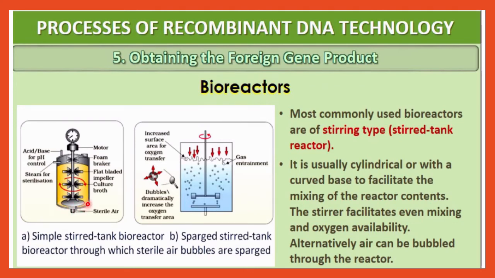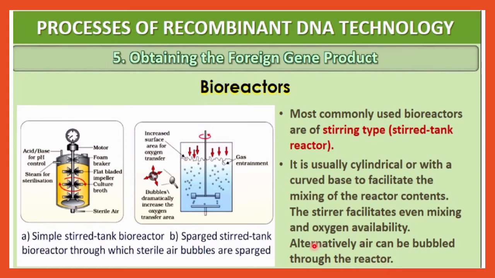To facilitate the mixing of reactor contents, the stirrer facilitates even mixing. Even mixing is very important, because otherwise some places will have a high amount of acid and some places a high amount of concentrated components. By using this stirrer you can mix all components uniformly, and that's why oxygen availability will be easy. Alternatively, air can be bubbled through the reactor.